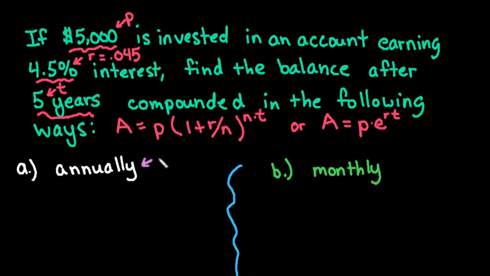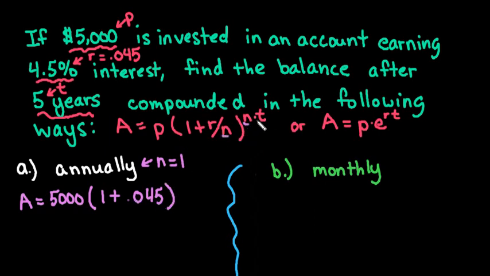So for annually, n would equal 1. That means once per year you would compound it. So with this, we would put the amount equals P, which is 5,000, times 1 plus my rate, which is 0.045. I don't have to divide by n because dividing by 1 just gives 0.045. And up in the exponent, because n is 1 again, I don't really need that, so I can just plug into my calculator to the 5th power, which simplifies things.